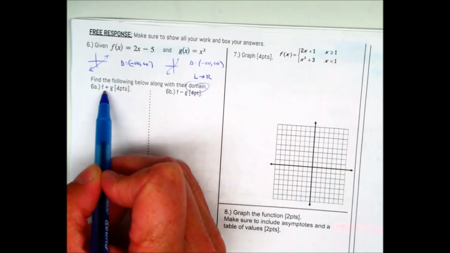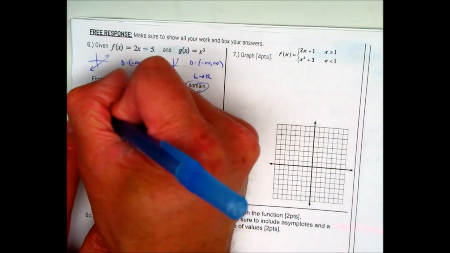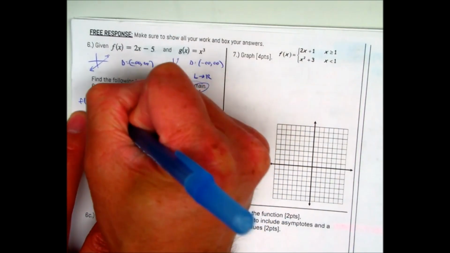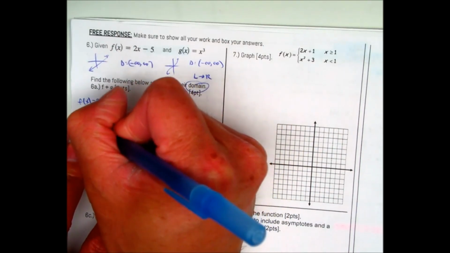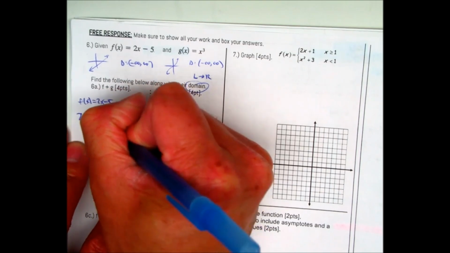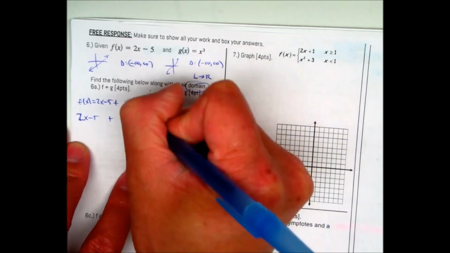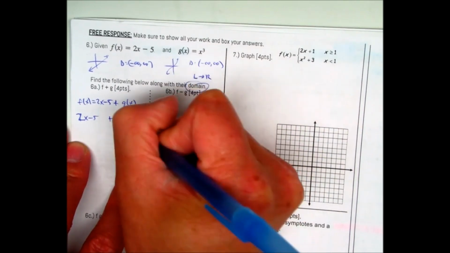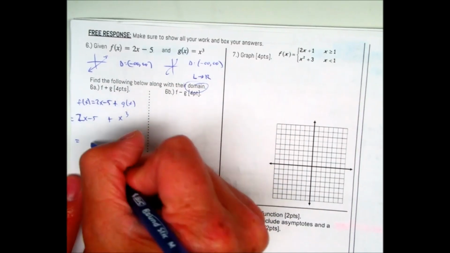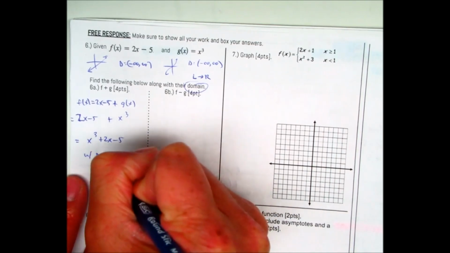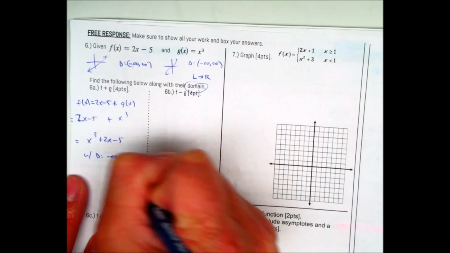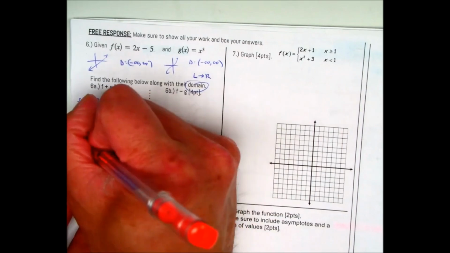Question number 1 says function of f plus a function of g. So f of x equals 2x minus 5, and you're going to basically add 2x minus 5 plus a function of g. So this would be x to the third. So you'll notice that there are no like terms here. So I can just put that in descending order: x to the third plus 2x minus 5 with a domain from negative infinity to positive infinity. And this will be our answer.